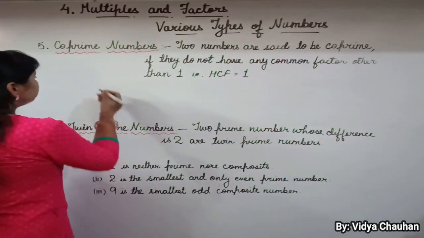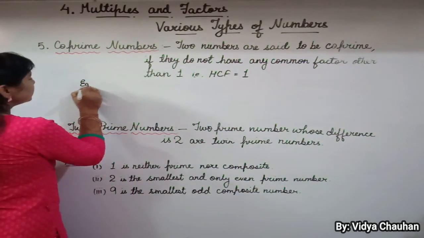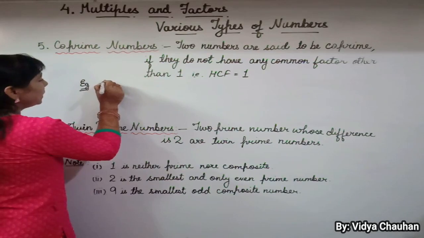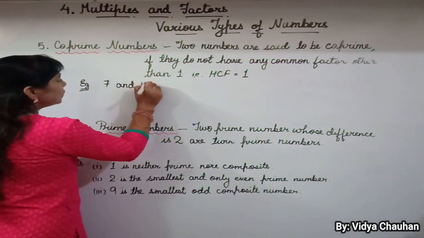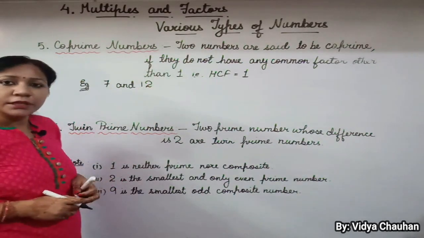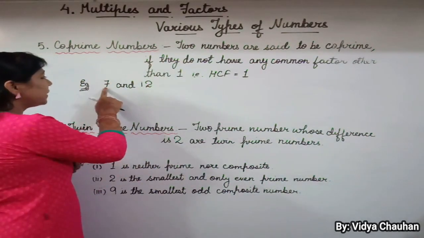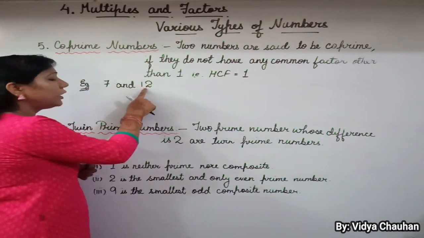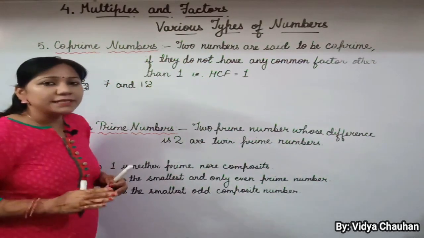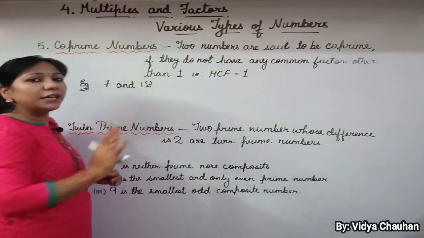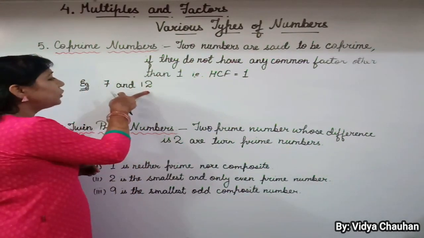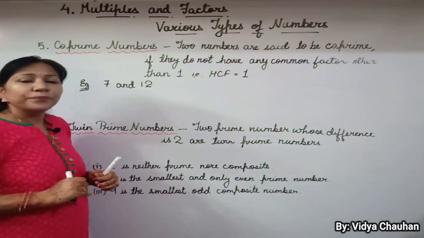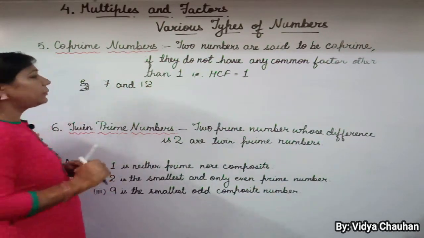For example, if I take the number 7 and the second number as 12, suppose these are the two numbers. As you can see, 7 is a prime number and 12 is a composite number. As I said, maybe the word prime is there, but prime is not at all connected here. So these are the two numbers, and let's find out what is the common factor between these two.